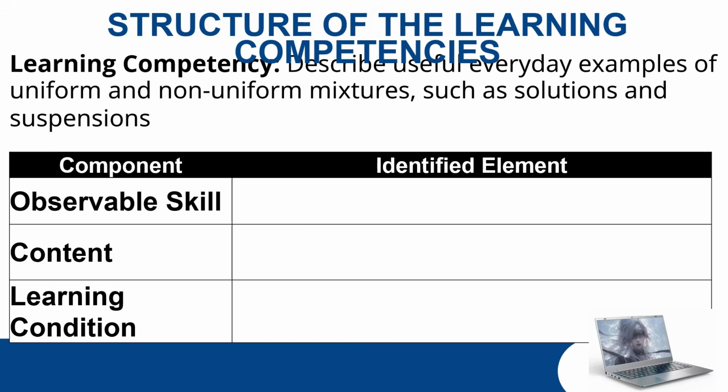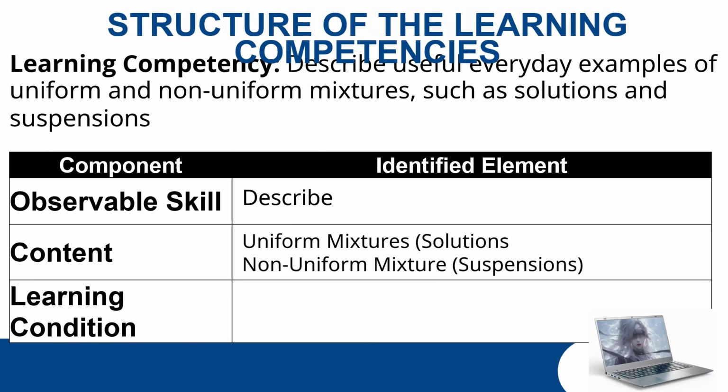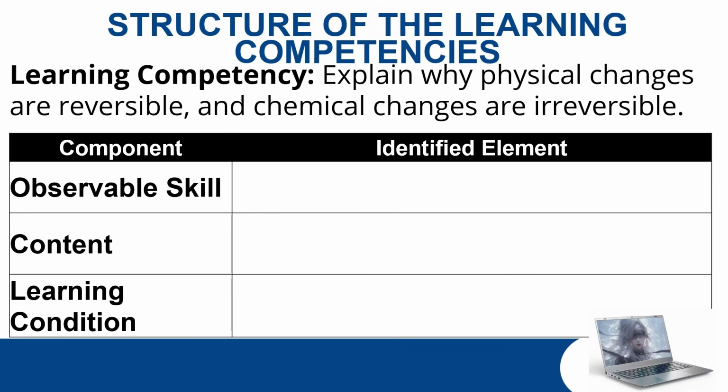Let's have another example. Describe useful everyday examples of uniform and non-uniform mixtures such as solutions and suspensions. What are the observable skills? You have described. What are the content? You have the uniform mixtures, non-uniform mixtures. What is the learning condition? Using everyday examples of mixtures. That's the learning condition.